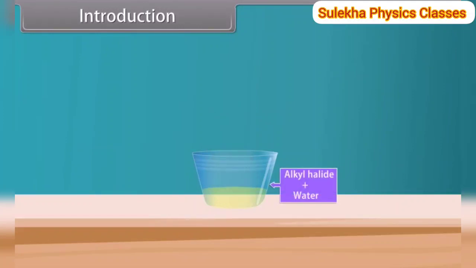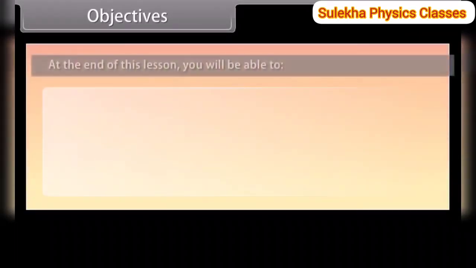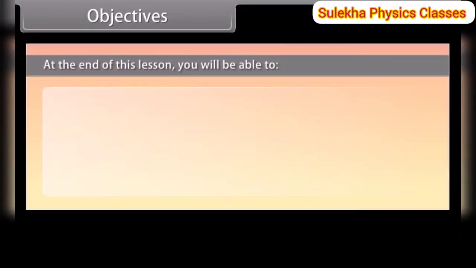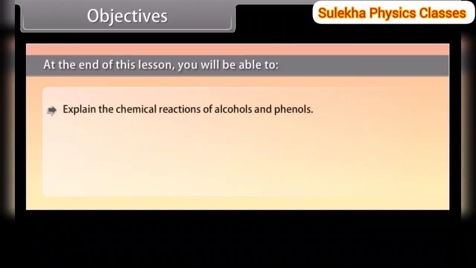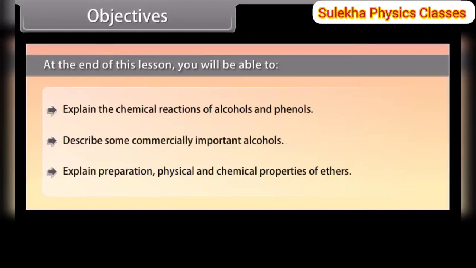In this lesson, we will learn more about chemical reactions of alcohols, phenols and ethers. Objectives. At the end of this lesson, you will be able to explain the chemical reactions of alcohols and phenols, describe some commercially important alcohols, explain preparation, physical and chemical properties of ethers.